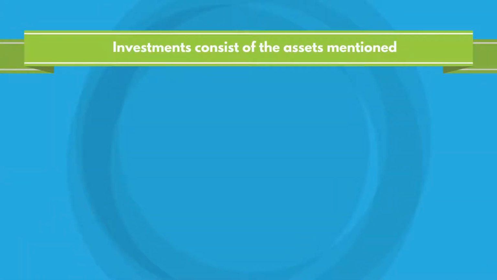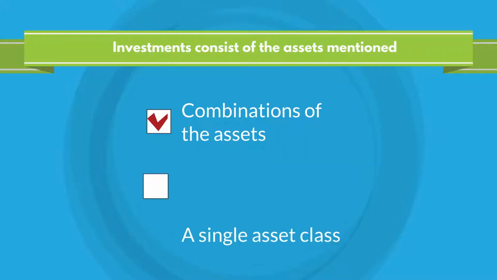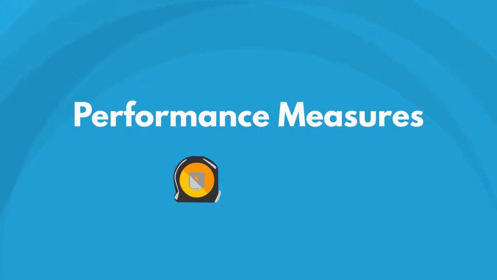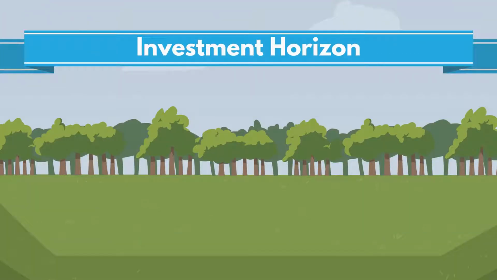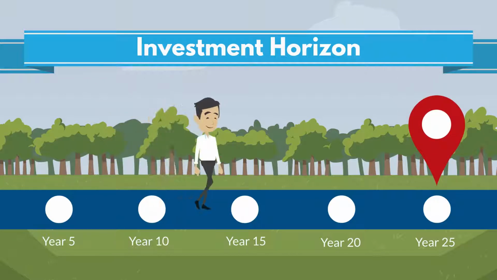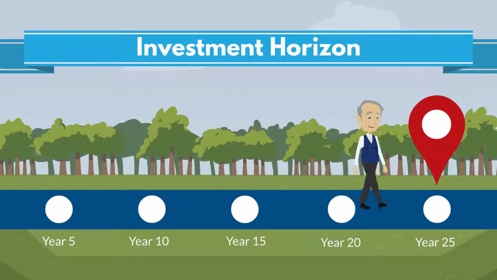Investments consist of the assets mentioned, and can be combinations of the assets, or a single asset class. There are several performance measures that can be looked at. Time horizon once again plays an important part. If a long time horizon is available, performance measures should also be measured across these periods.